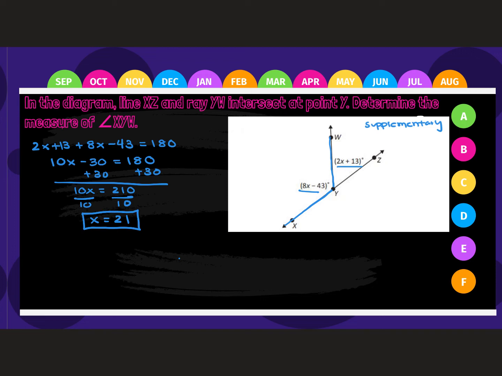Again, now we have to take it a step further because they want us to determine the measure of angle XYW. The measure of angle XYW we know is equal to the expression 8x minus 43. We know that x is equal to 21. So we have 8 times 21 minus 43, which gives us 125. Based on the value of x, we know that the measure of angle XYW is equal to 125 degrees.